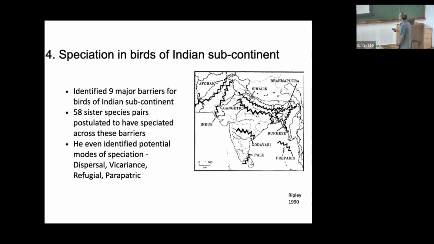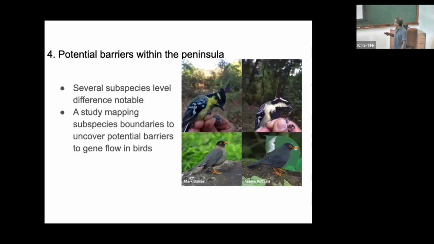Yeah, okay. So this is another person, Ripley, who identified various different barriers, 9 different barriers that are there. And he predicted some models of how species may differ.